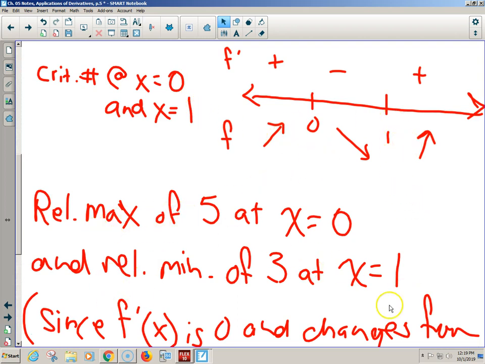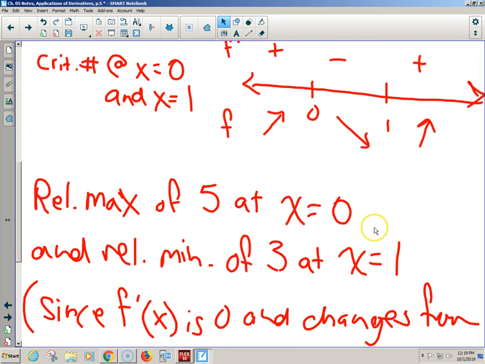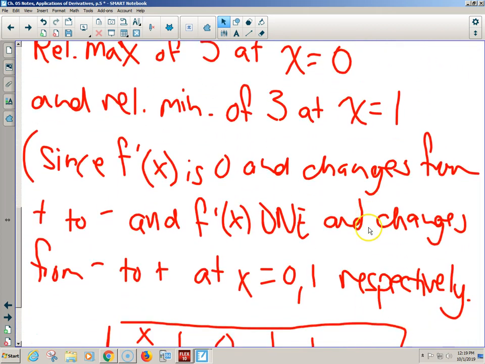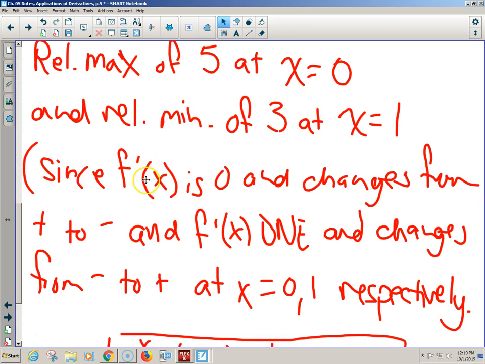I did a quick restating of what the sign chart told me in order to talk through the relative max and min. I was all snazzy and just kind of did it like, hey, f prime is 0 and changes from that, or f prime is DNE and changes from that, respectively. They say, sweet, 0 goes with that and 1 goes with that. That's snazzy. It's an AP trick. Using the word respectively, just kind of talking it out and then saying where, and it's like that goes with and that goes with.